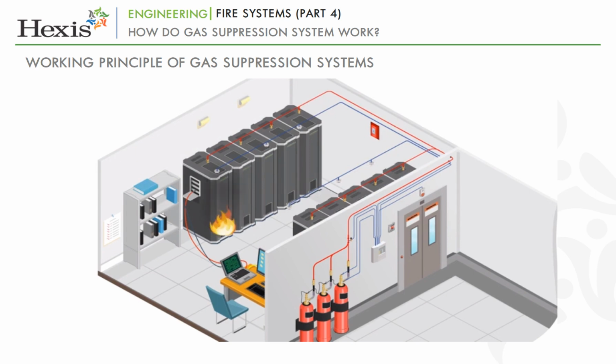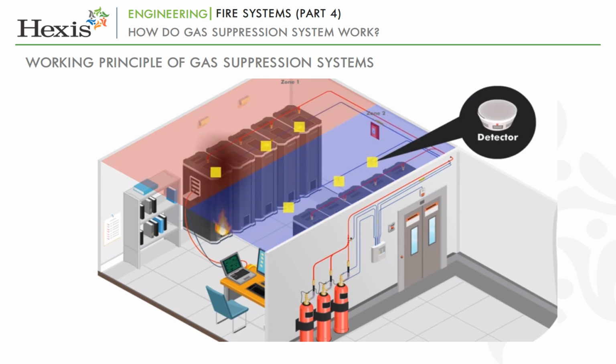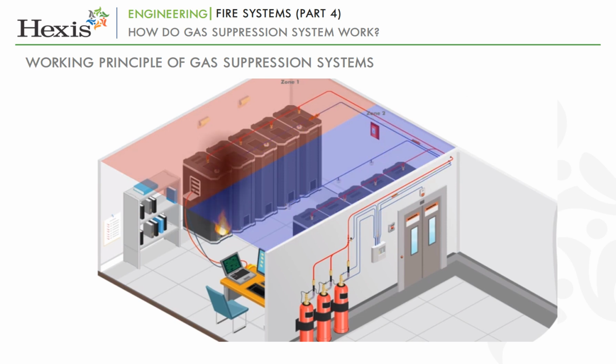When heat or smoke is detected, an electronic signal is sent to the control unit to send the clean agent gas through the cylinders and piping network. In order to ensure the gas is not released on a false alarm, usually a double knock or a cross-zoning system of detection is used to release the agent. In this system, the protected space is divided into multiple zones, each having one or more detectors. The suppression system is activated only when at least one detector each in two different zones are activated. Hence, the name double knock.